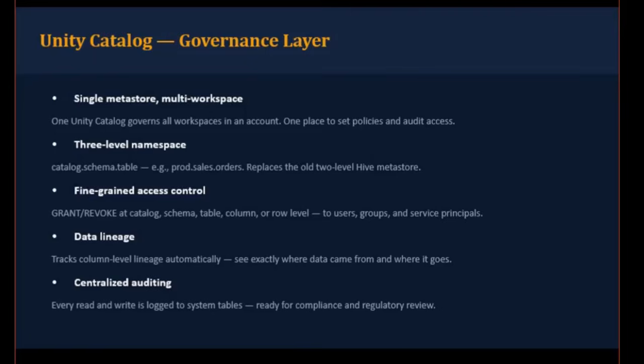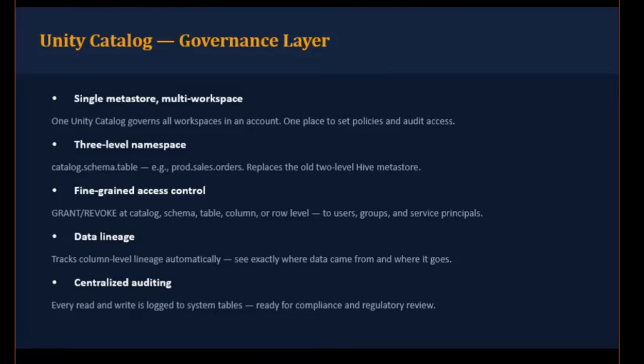Unity Catalog centralizes everything. The key concept for the exam is the three-level namespace, which is catalog.schema.table. For example, prod.sales.orders. This replaces the old two-level Hive namespace, which was schema.table. Remember this thoroughly. The exam will definitely have a reference for this.